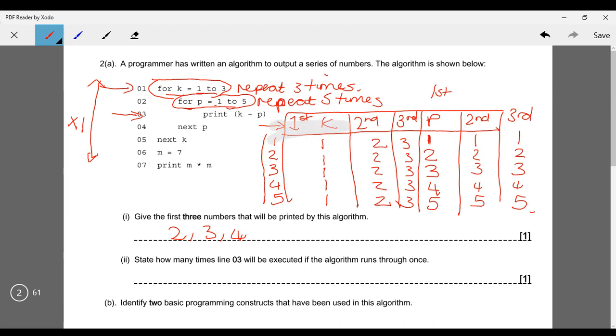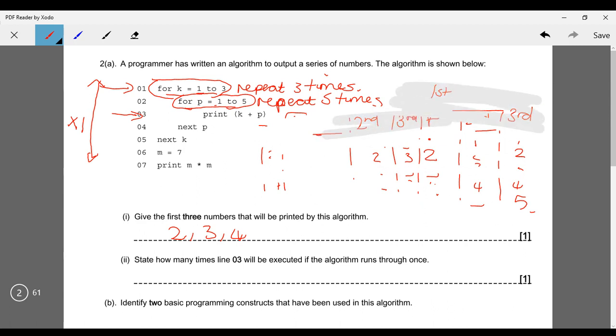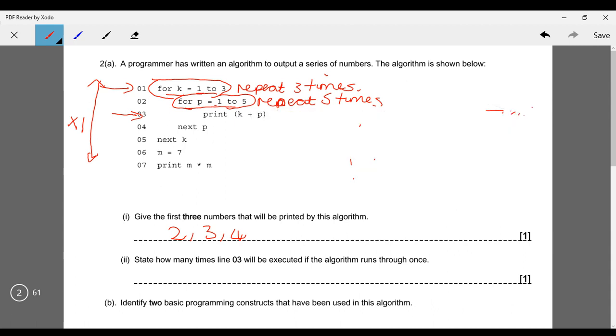So if we get rid of all of this for just 1 second. I think I need a bigger eraser. Either way, okay, nearly there. So getting rid of all of this for a second. I know that my first loop is going to repeat 3 times. And within those 3 times, my inner loop is going to repeat 5 times. So essentially, I'm saying I'm going to do 3 times 5. So my entire line here, k plus p, will be executed 15 times in total.